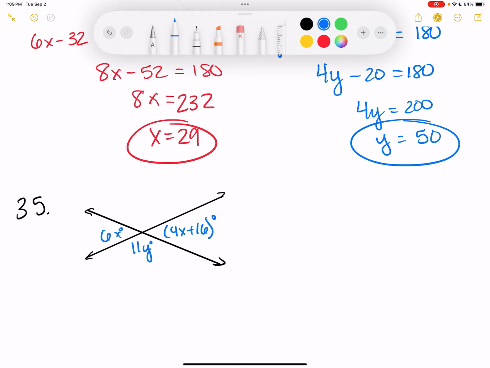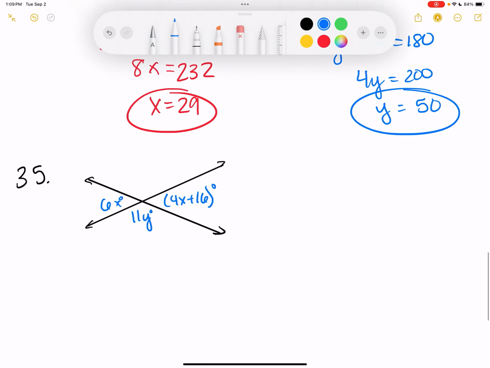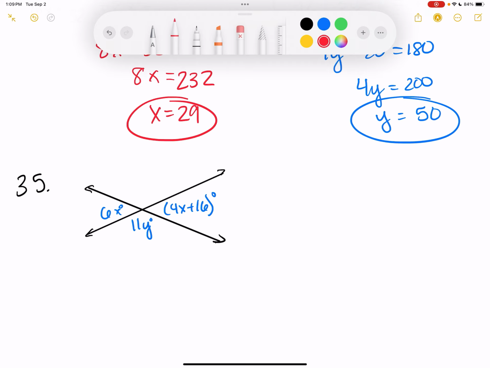If these two are vertical angles, what's also true of these? They're also vertical angles, right? Because they have opposite rays. And so what I was looking for, specifically what's different about this one, is that 6x is equal to 4x plus 16. So that's different in that they're not equal to 180 this time, they're equal to each other. So I'm going to need to subtract 4x, so that gives me 2x is equal to 16. Divide by 2, so x is equal to 8.